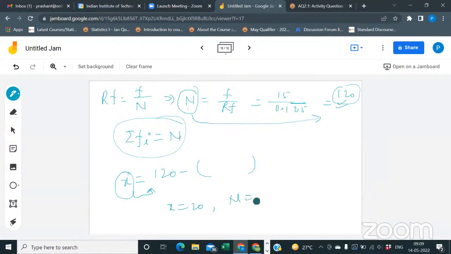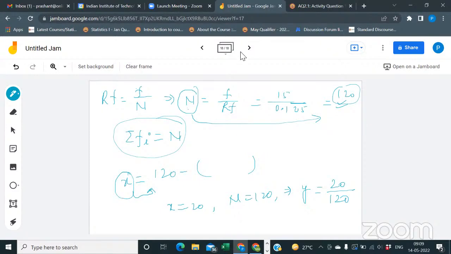You know n is 120. Now you can calculate y. Y is 20 upon 120. Got it? 0.166, whatever the value.